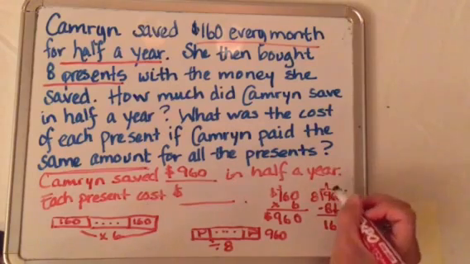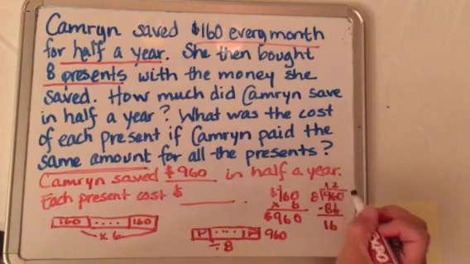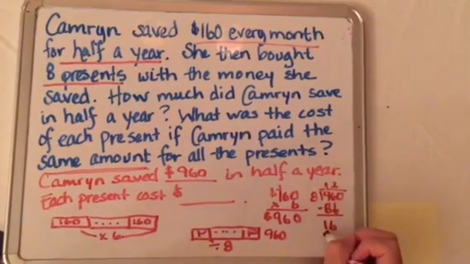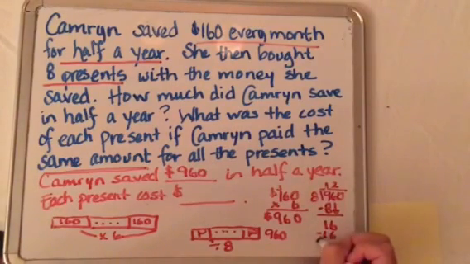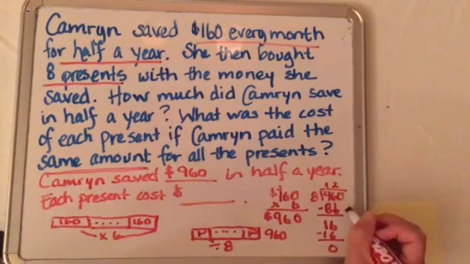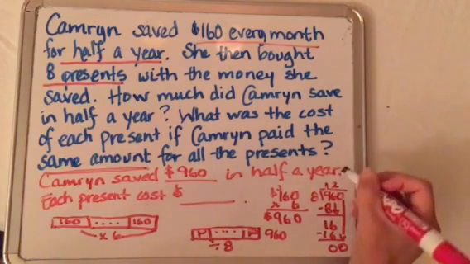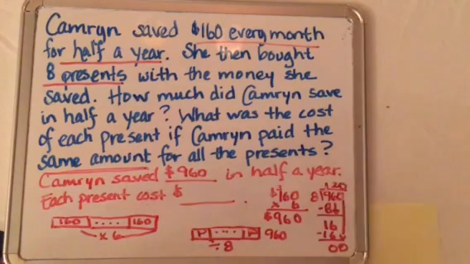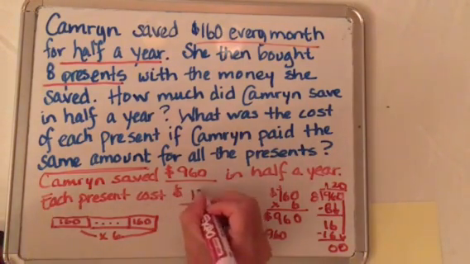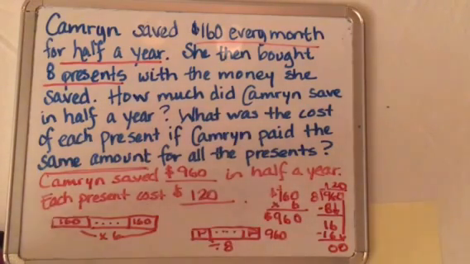8 goes into 16 twice. 2 times 8 is 16. I bring down my 0, and I get an answer of 120. So with the $960, Cameron spends $120 on each gift. Cameron, I hope one of those gifts is for me.